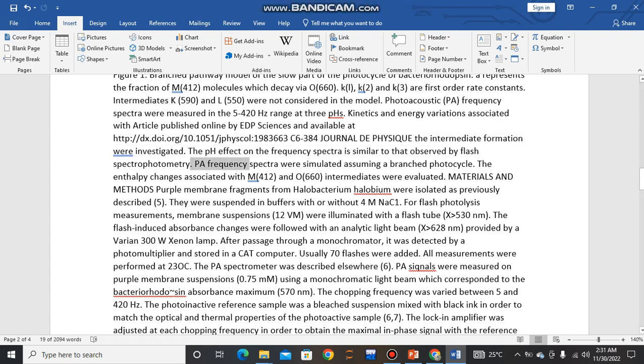The photoacoustic frequency spectra were simulated assuming a branched photocycle. The enthalpy changes associated with the M412 and O660 intermediates were evaluated.